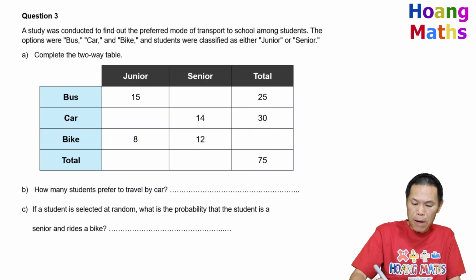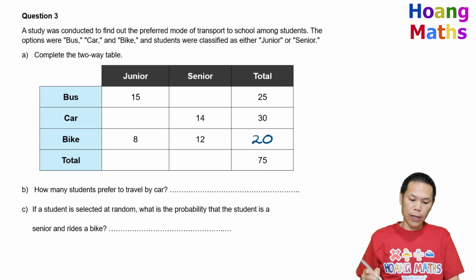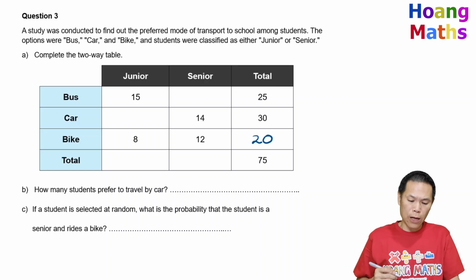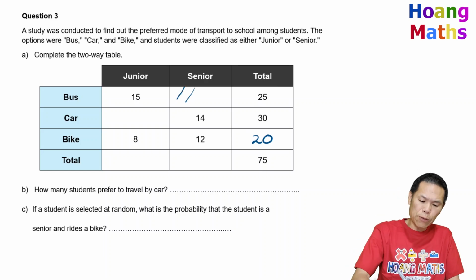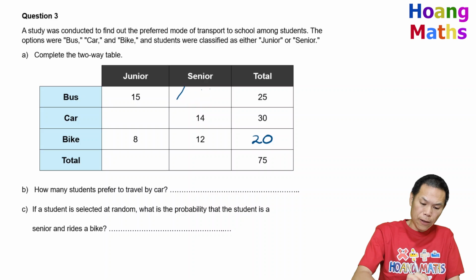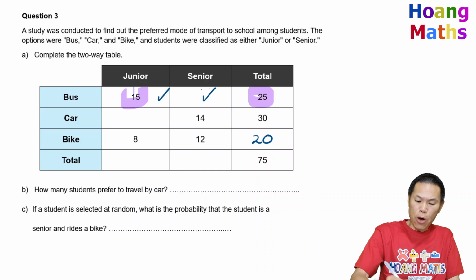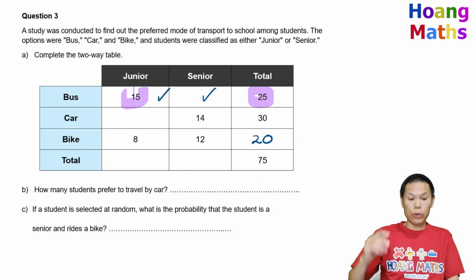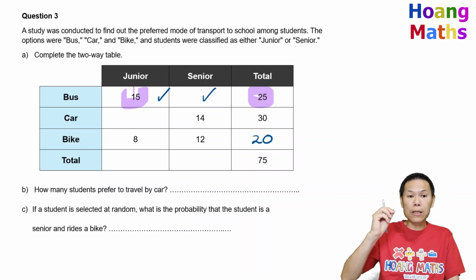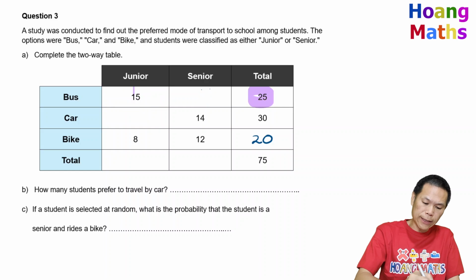And 50 minus 30 should give us 20. Okay, just put it on a calculator otherwise. And we can find out this box here. By 25 minus 15, because 15 and this box here will give us 25. So we just go 25 minus 15. So it should give us 10.